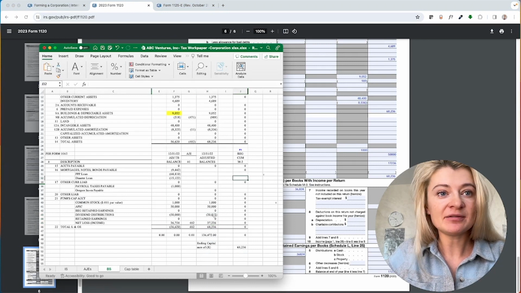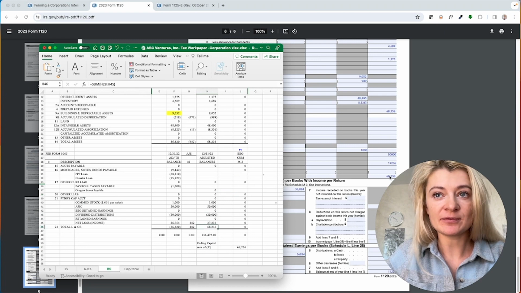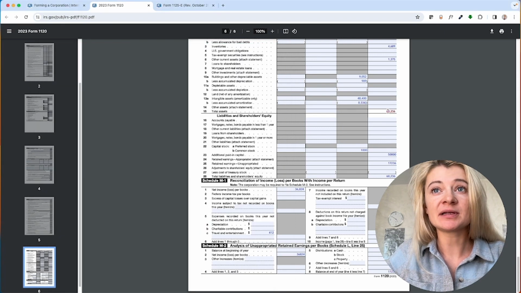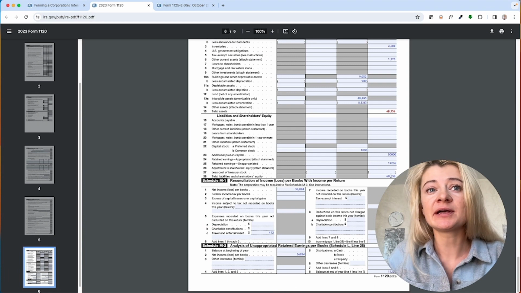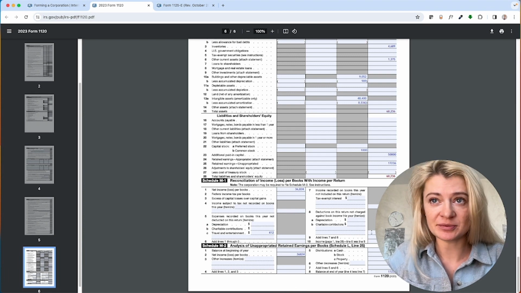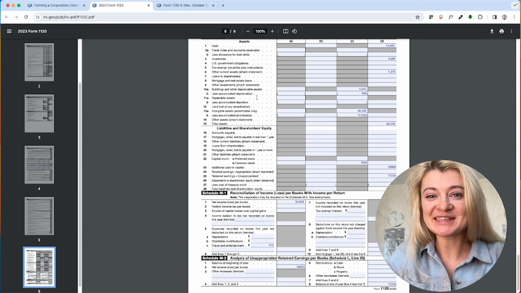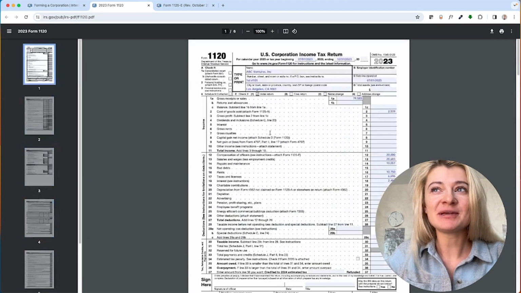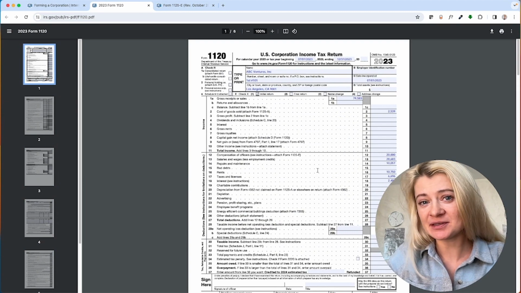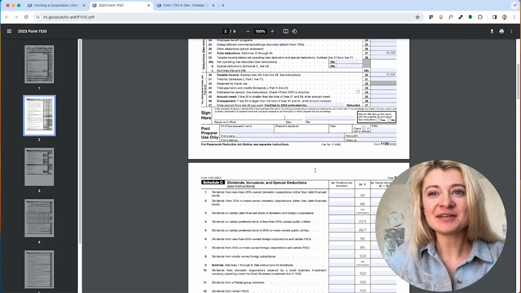Yeah, so that's kind of it. So it ties to us, and then obviously this amount should tie: our total assets should equal our total liabilities and shareholders' equity. So that's how we fill out this, like, the most difficult part of this Form 1120-C, I would say. So let me just go over the other pages very quickly.